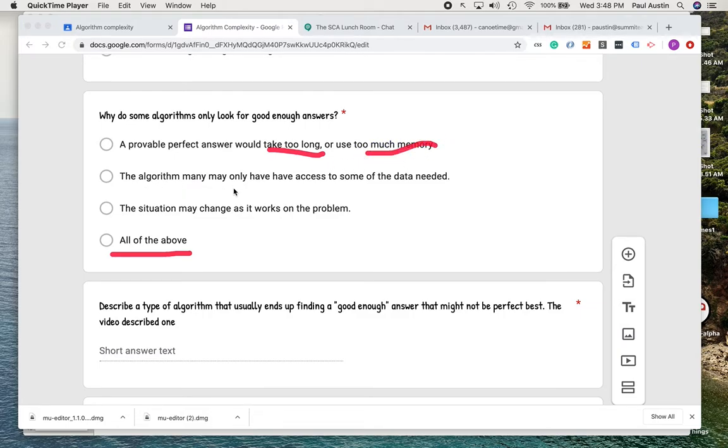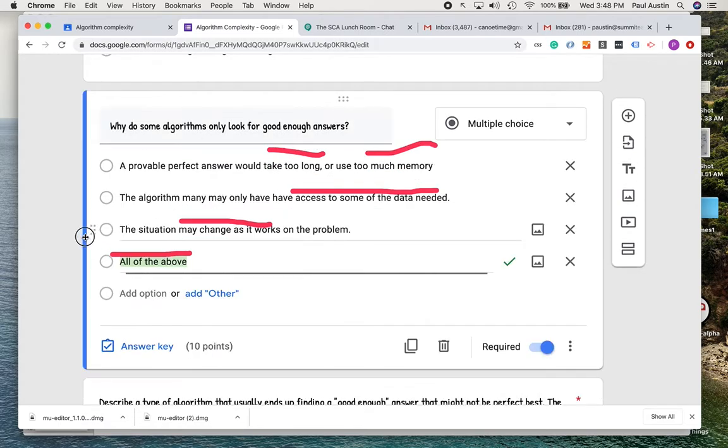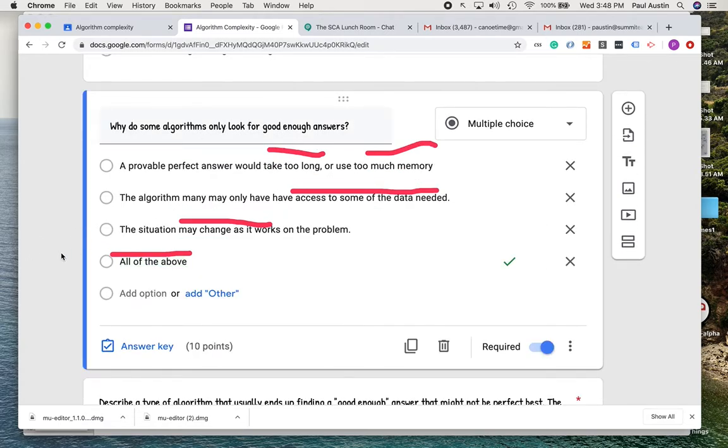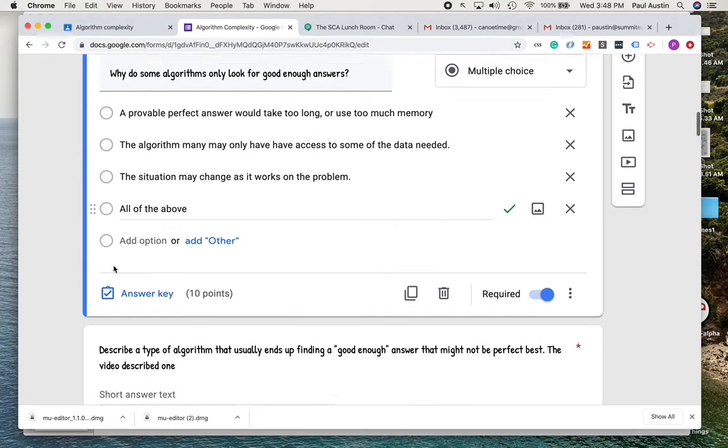The algorithm may have only access to some of the data. That's right. So if you're going to do that map of where you want to go, you don't know what the traffic's going to be like later on in the day. And that's part of it there. May change as it goes. So the answer to this one would have been this guy right here. That guy. Okay, but you got that one. We'll go to the next one.